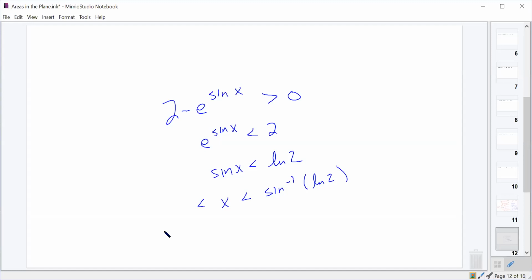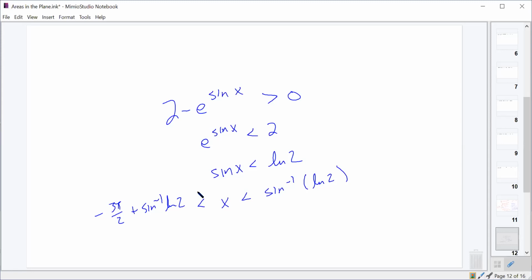I think it's going to be negative 3 pi over 2 plus that. Yeah, negative 3 pi over 2 plus the inverse sine of the natural log of 2, which is just the value that you end up getting if you go 3/4 of the way around.